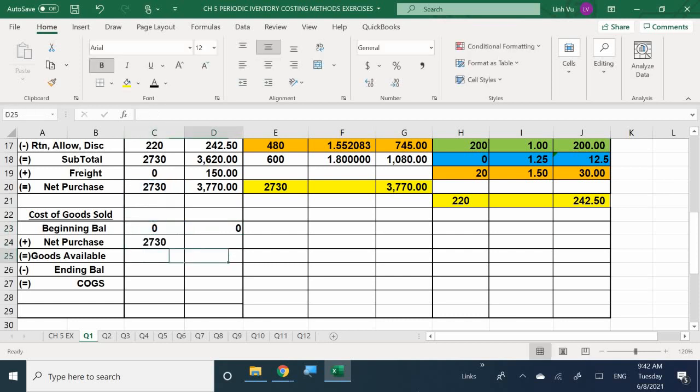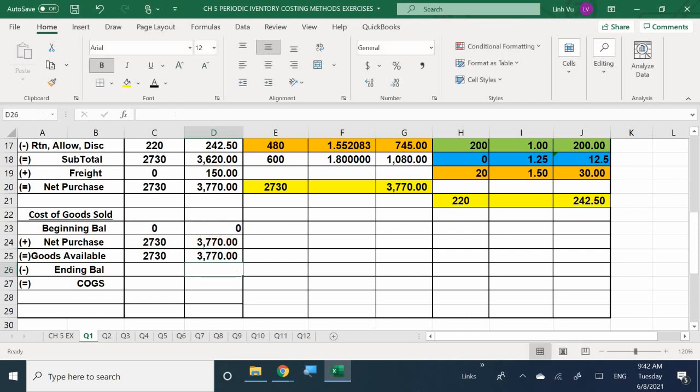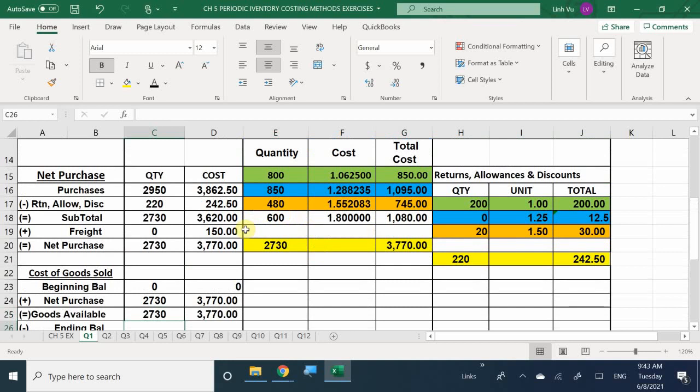We're going to carry down our net purchases, right? But because we don't have beginning inventory, my net purchases is going to be my goods available, which I've already calculated at the top of my window right here in the middle section. So this is where this 2,770 and the 3,770 is right here. All right, that's my goods available.